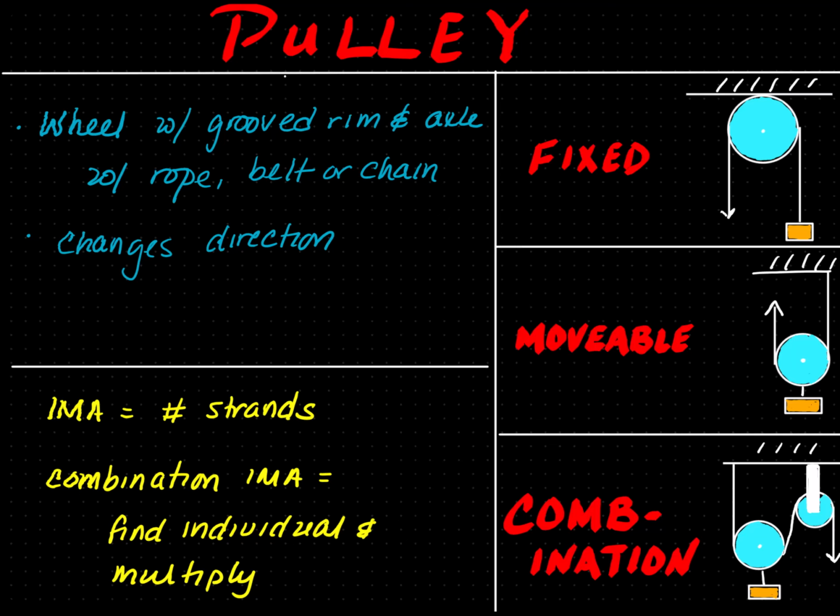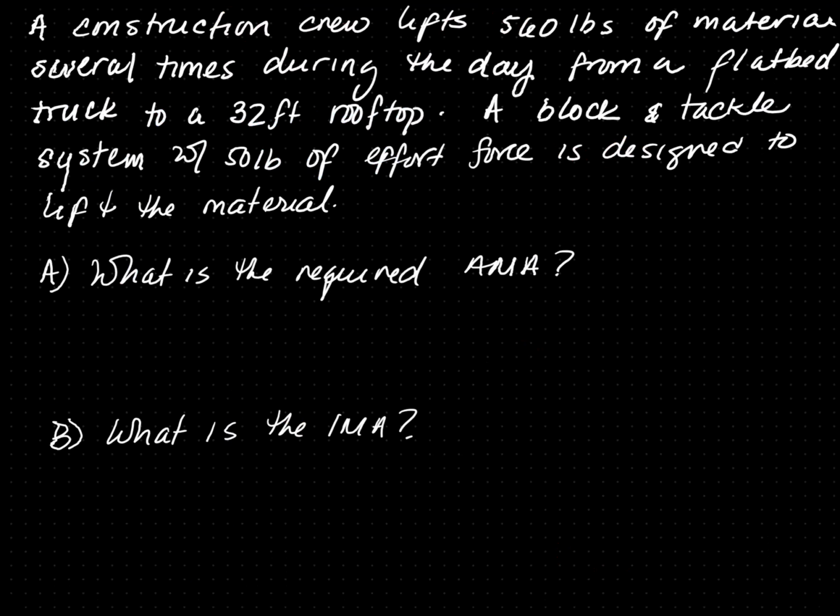To calculate the IMA, or the ideal mechanical advantage of a pulley, we count the number of strands or the strings. If it's a combination pulley, we calculate all the individual pulleys and then multiply, and that will give us the combination IMA. Pause the video, try this problem on your own, and then check your answer.